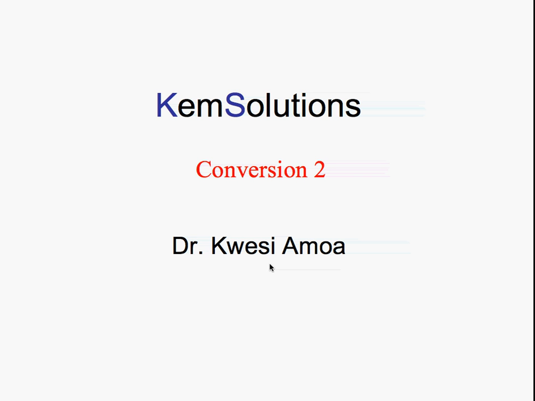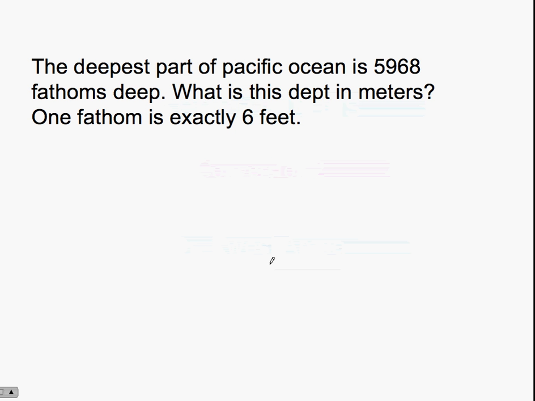Okay, what we're doing today is conversions, but the conversions that we're going to look at are going to be a little harder than what we've seen before. All right, the first question: the deepest part of the Pacific Ocean is 5,968 fathoms deep. What is this depth in meters? One fathom is exactly 6 feet.